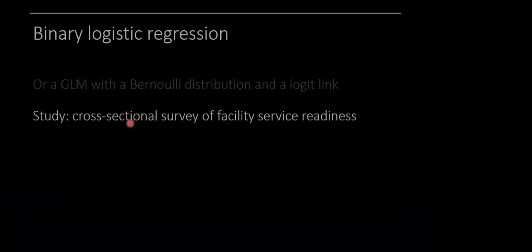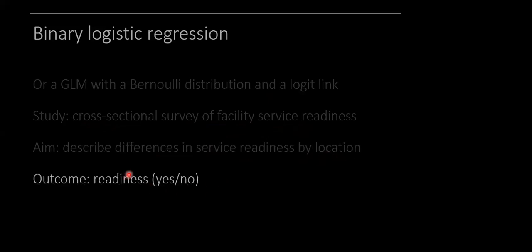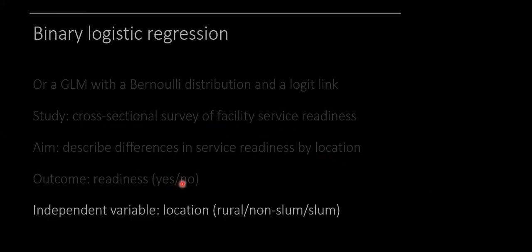Let's assume we've got another cross-sectional survey, and now we're looking at facility service readiness. Our aim is to describe differences in service readiness by location. So our outcome now is whether the facility is ready or not ready for some given service. Maybe it's diabetes, maybe it's hypertension, whatever we're looking at, we've got a way of measuring whether it's ready or not. So it's binary, and our independent variable is location. We're just thinking in terms of one independent variable here, and we want to understand how service readiness varies by location.